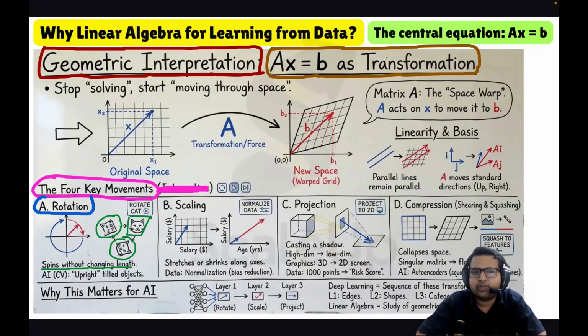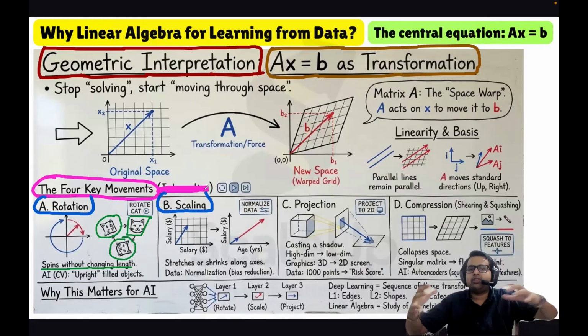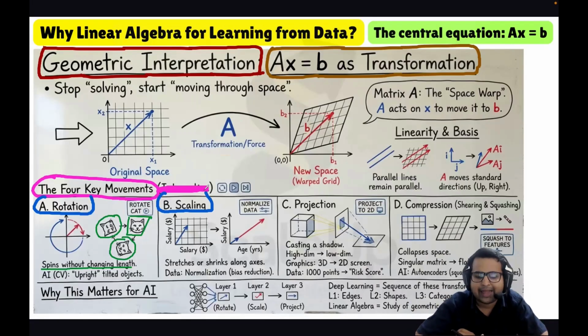Then the next transformation is the scaling. So in scaling, the transformation matrix stretches or shrinks the input vector along certain axes. So scaling means either stretching or shrinking the input vector along certain axes. So that's the idea of scaling. The transformation matrix A stretches or shrinks the input vector along certain axes.